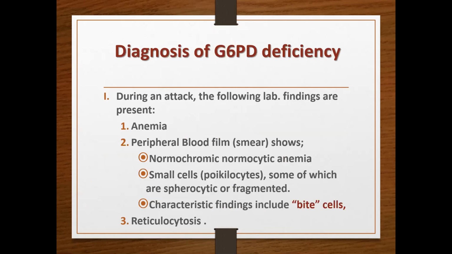Diagnosis during the attack, we can have the following lab findings. First, anemia, and in a peripheral blood film smear, we will see normocytic normochromic RBCs, small cells or poikilocytes. Some of them are spherocytic or fragmented. The characteristic findings include bite cells. Also, there will be reticulocytosis.